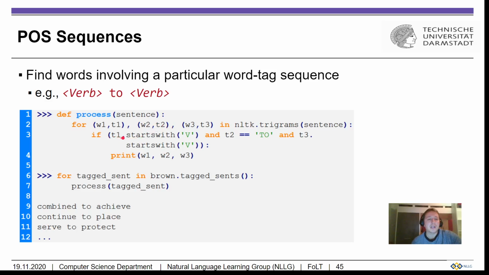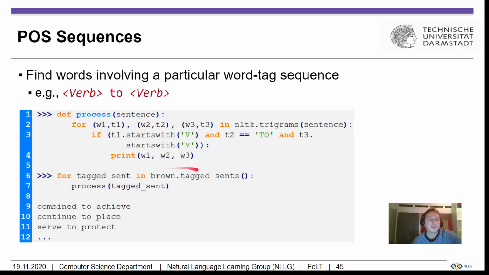Then we're going to check if the first element starts with a V. So it's going to be a verb, which could also be a subcategory of verb like VBD. And the second element is "to." Here we could also query for the word itself, but I think what they are doing is checking the part of speech tag, which in this case is just TO, capitalized. And the third element again starts with a V. Then we're going to return this one, or print it out, right?